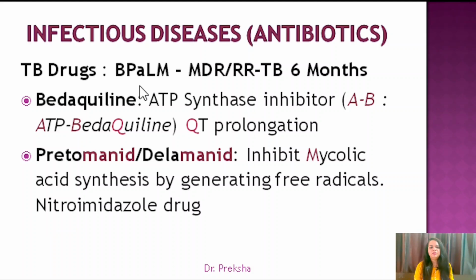The drugs for tuberculosis include the BPaLM regimen, and this is for multi-drug resistant and rifampicin resistant tuberculosis, and the previous regimen included 18 months of extensive treatment. Now that has been replaced by only 6 months, so this you must remember. So these drugs are used in the BPaLM regimen. B stands for bedaquiline, P stands for pretomanid, L is linezolid, and M is moxifloxacin.